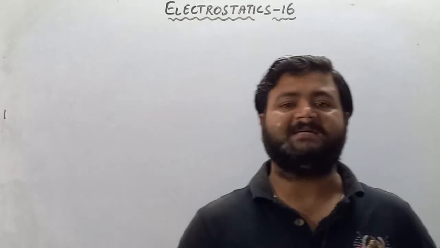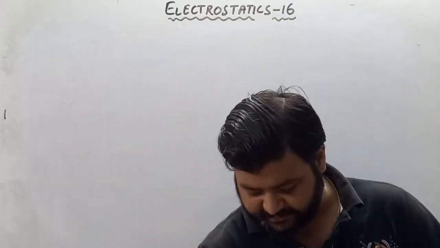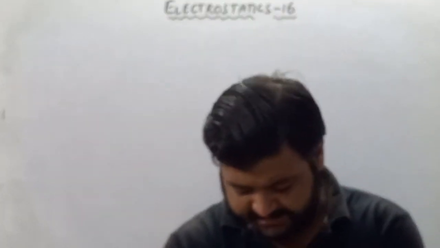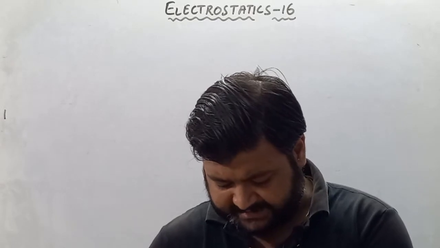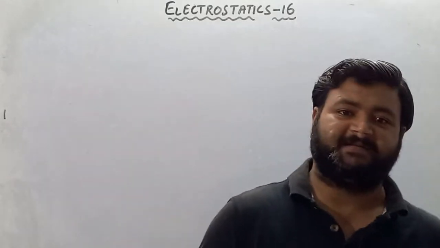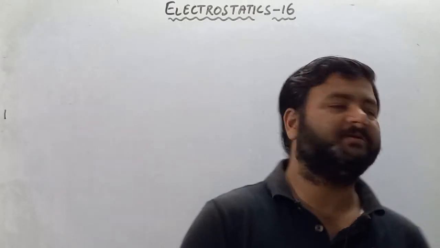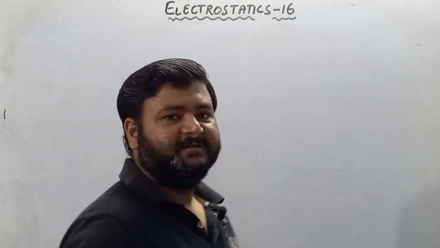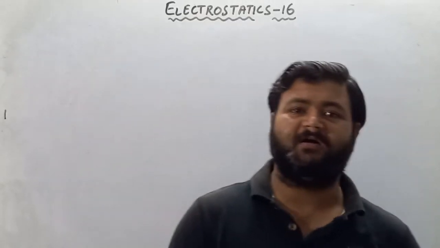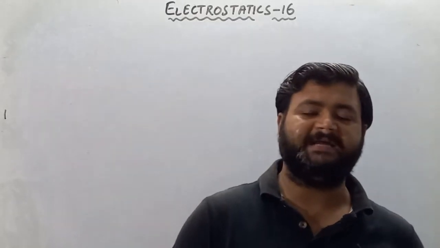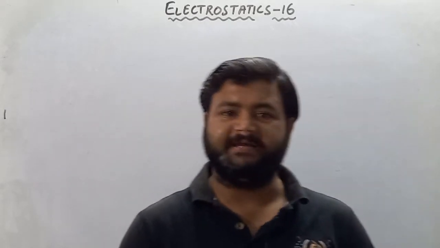In electrostatics, we have two chapters. One is electric charge and electric field, and the second chapter is electric potential and capacitor. Your first chapter is running and this is your 16th lecture. In this lecture we'll start the last segment of this chapter, electric charge and electric field.